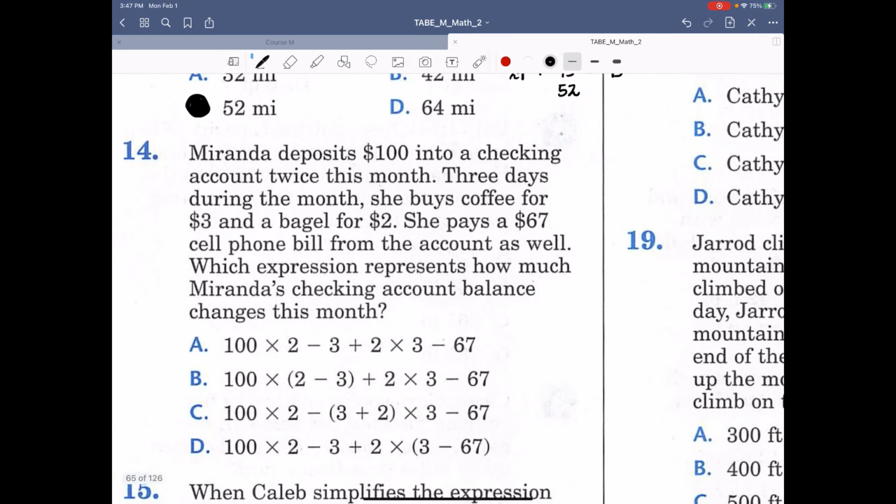Number 14. Miranda deposits $100 into a checking account twice this month. 3 days during the month, she buys coffee for $3. That's 3 days. She buys coffee for $3 and a bagel for $2. She pays a $67 cell phone bill from the account as well. Which expression represents how much Miranda's checking account balance changes this month?